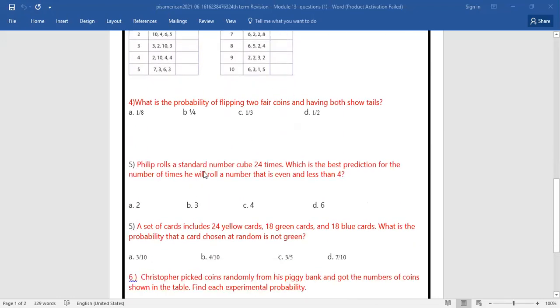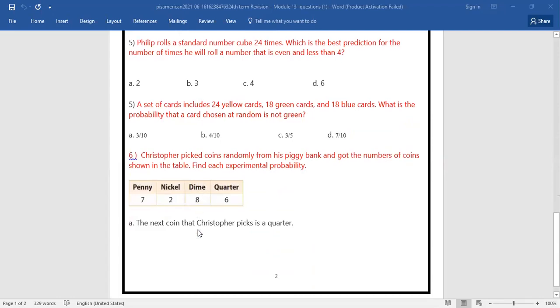Here, Philip rolls a standard number cube 24 times. What is the best prediction for the number of times he will roll a number that is even and less than 4? The probability is 1 over 6, because the only number that is even and less than 4 is 2. Then you write 1 over 6 multiplied by 24 to predict the number. All this sheet you will find in your SMS.